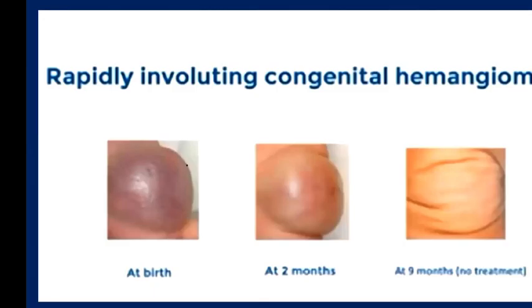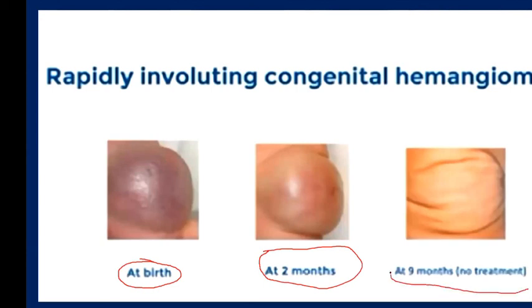For stages of a hemangioma, in the first, at birth. After 2 months, it progresses more, and after 9 months, involution, it will regress.